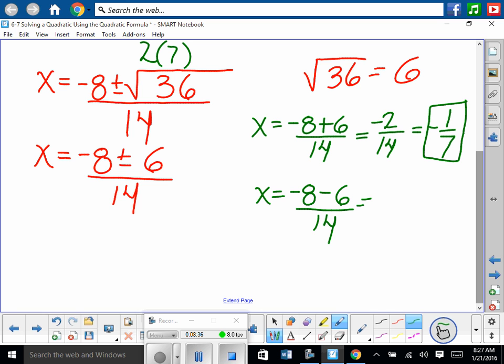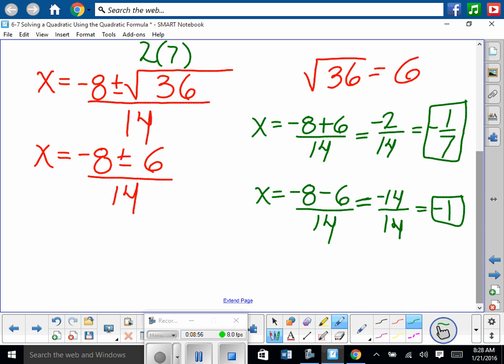So we really have negative 14 on top over 14, which is equal to negative 1. Look, there's our two x values. So it's easy, but yet hard, because it really all comes down to being very particular in how you go through this.